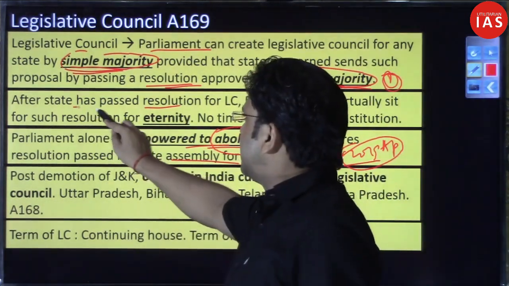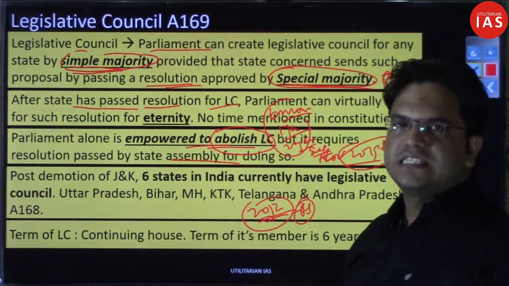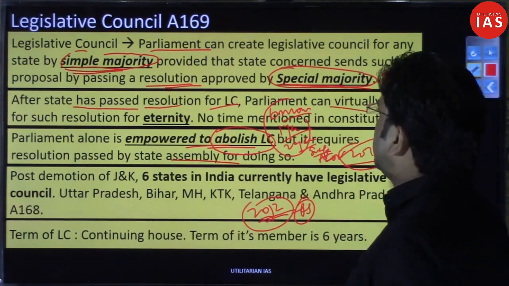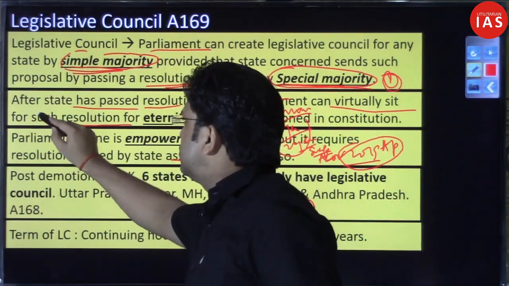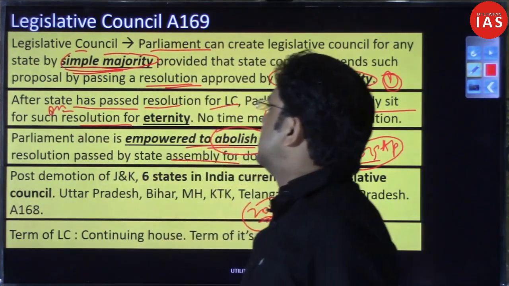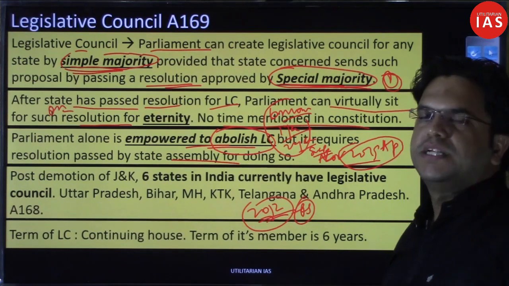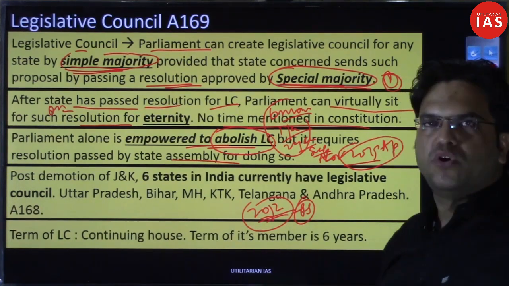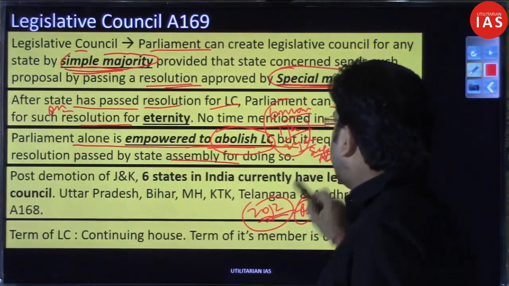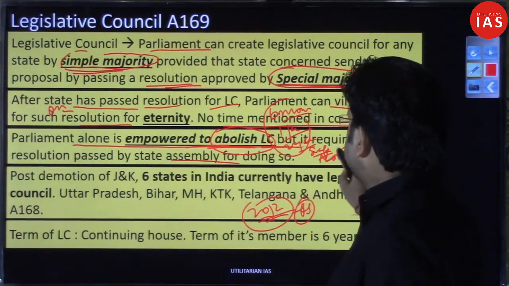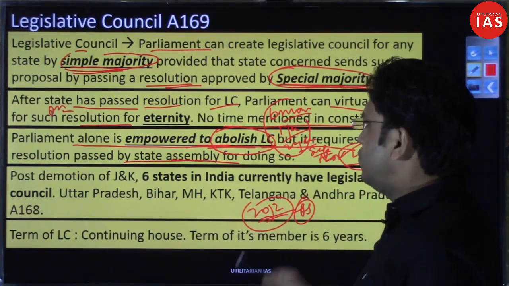Second point, let me read it. After the state has passed a resolution for creation of the Legislative Council, parliament can virtually sit on such a resolution for eternity. No time is mentioned in the constitution for when parliament should respond to that particular resolution. Parliament alone is empowered to abolish the LC, but it requires a resolution passed by the state for doing so.